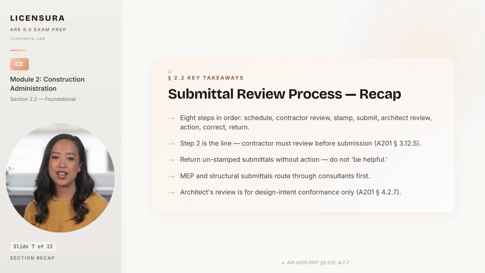Return unstamped submittals without action. The temptation to be helpful and start reviewing is exactly how architects get sued for the contractor's errors. MEP submittals route through the MEP consultants and structural through the structural engineer first, because the architect of record is the conductor of the review, not the reviewer of every discipline. And the architect's review is bounded, per A201 Section 4.2.7. The review is for design intent conformance only, and the contractor's responsibility for the accuracy of the submittal does not transfer no matter what stamp ends up on the page.